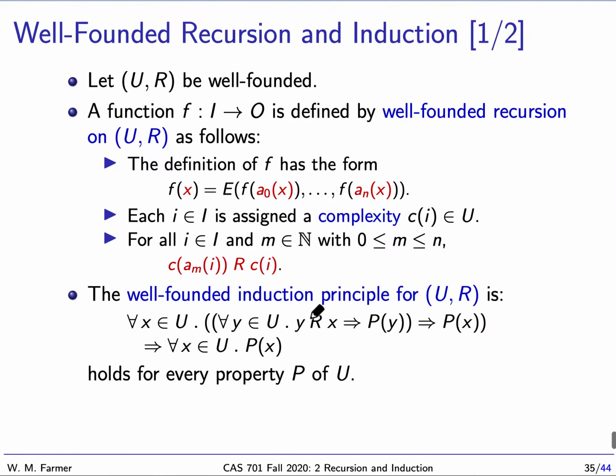Okay, so now we're ready to talk about well-founded recursion and induction. Let's say we have a well-founded structure (U, R). Now we can define a function that takes some inputs and produces some kind of output that's defined by well-founded recursion as follows. The function F is defined in x by some big expression, and that expression can contain recursive calls to F like this.